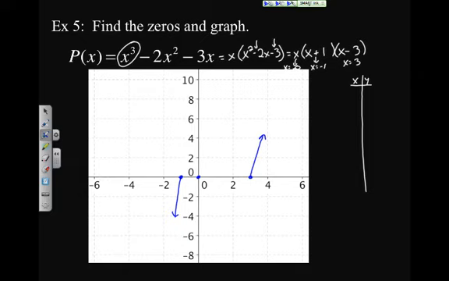So now let's do our t-chart. And let's pick some values. This time we're going to have to use a fraction, so negative 1/2, because we want something in between those two zeros, and then maybe 1 and 2.